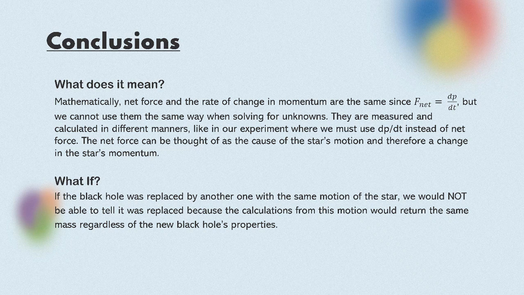And then what if the black hole was replaced by another one, but the motion of the star was the exact same? Well, we would not be able to tell if it was replaced if we performed this experiment on the new one, because our calculations would yield the same mass. The mass is dependent on the star's trajectory, and therefore it would be impossible for the new black hole to have a different mass.